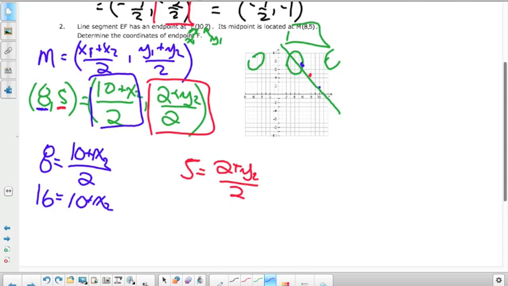And how do I isolate x2 now? Now you bring over the 10. Subtract 10 from both sides. So we got x2 is just 6.